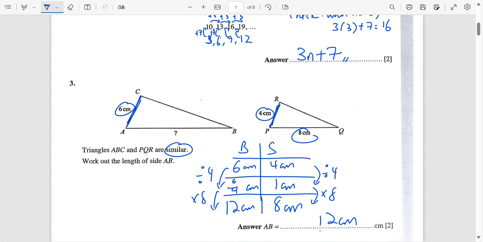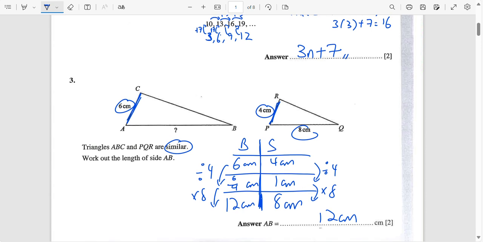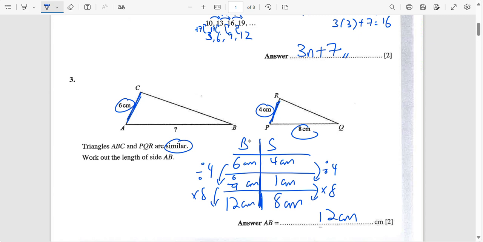Okay, so for similar triangles, their sides are proportional. You can just use this proportion concept to solve. So this is the big triangle, this is a small triangle. Okay, this is one way to solve it.